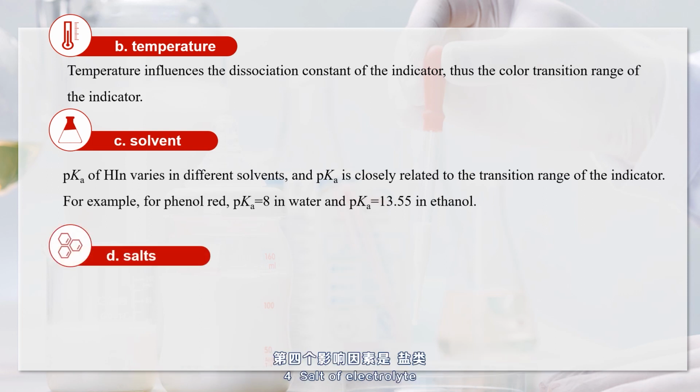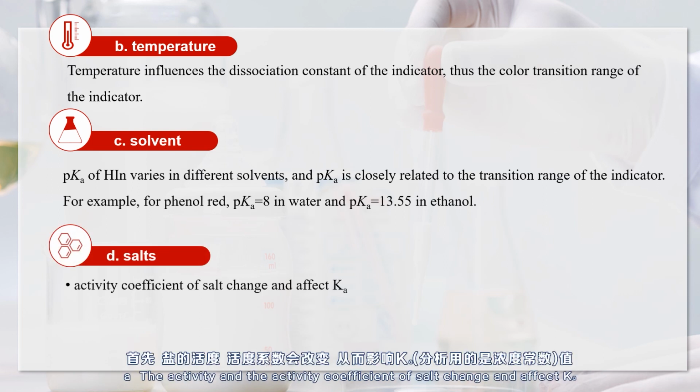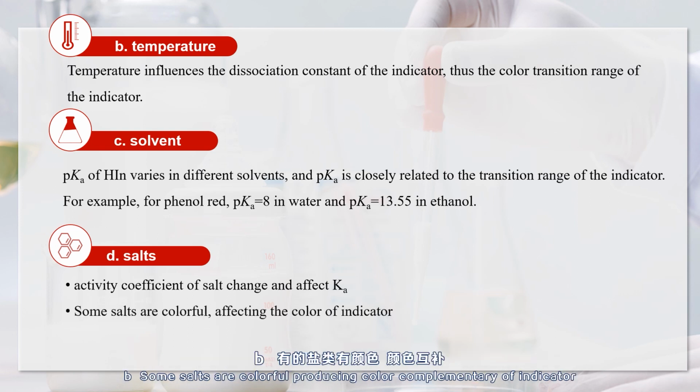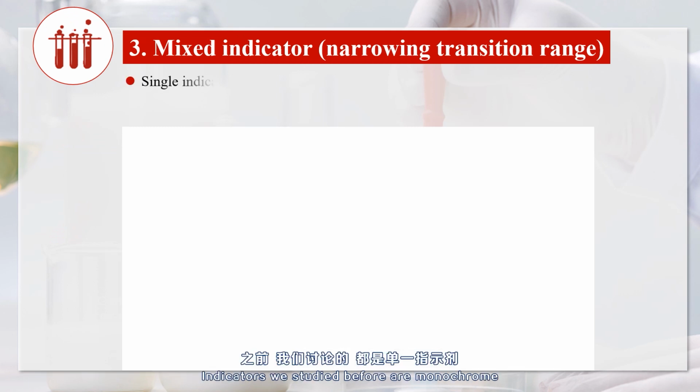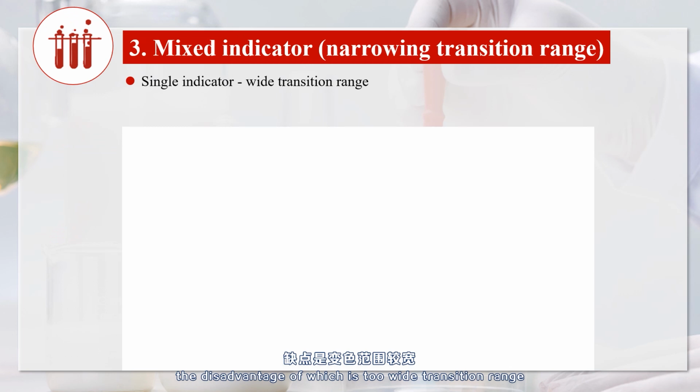Fourth, salt of electrolyte. A. The activity and activity coefficient of salt change and affect Ka. B. Some salts are colorful, producing a color complementary to the indicator. C. Some salts form colloids and absorb indicators. The indicators we studied before are monochrome, the disadvantage of which is a too wide transition range.